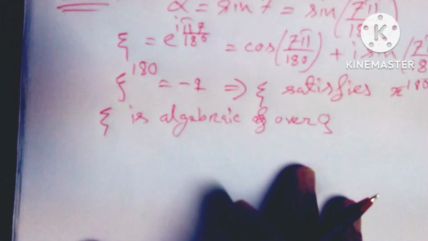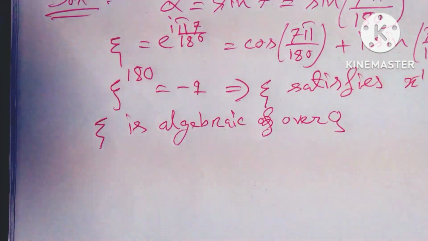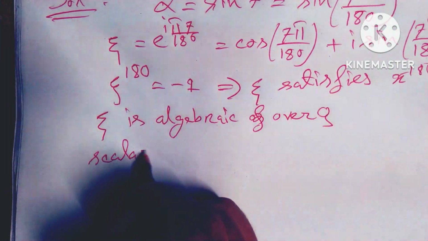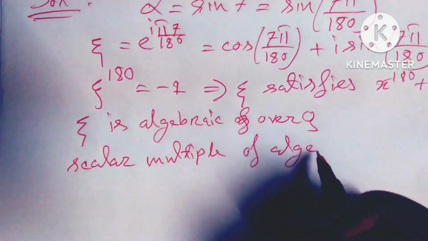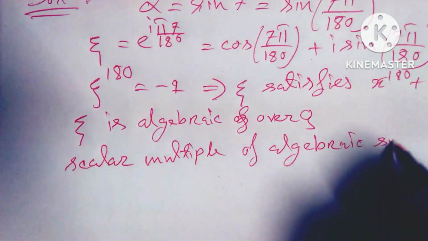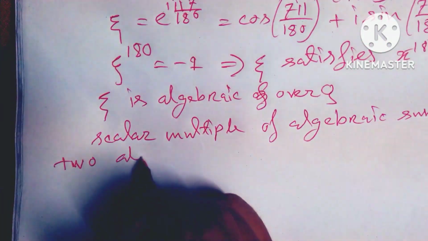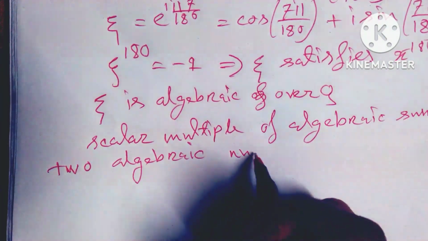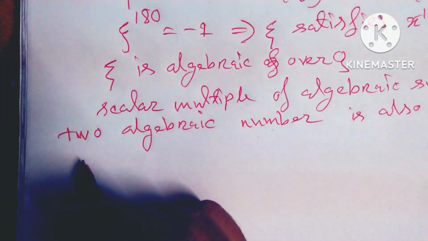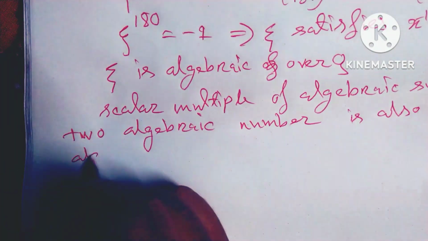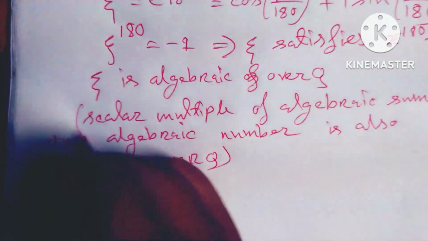Next, a scalar multiple of an algebraic number, and the sum of two algebraic numbers, is also algebraic over Q. So option A is correct.